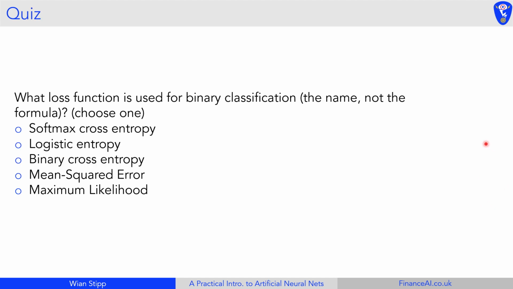Okay, what loss function is used for binary classification? Please choose one out of these. I'm going to let you pause the video and have a think. So the loss function is, in fact, binary cross entropy. Okay, see you in the next lecture.